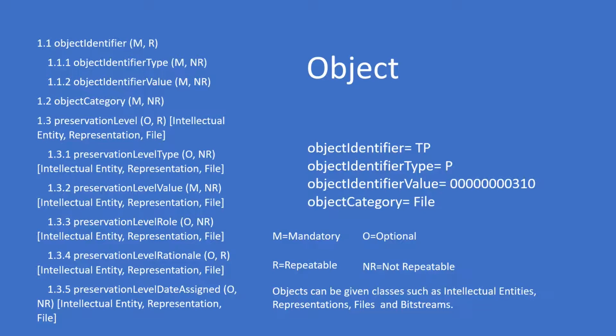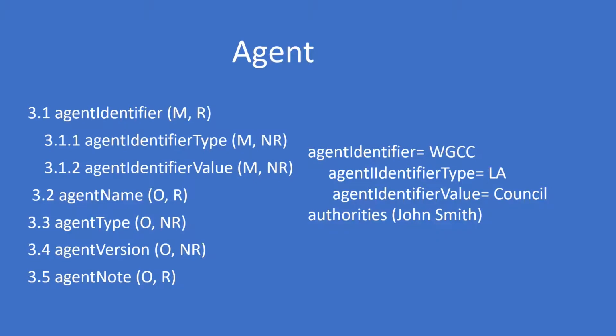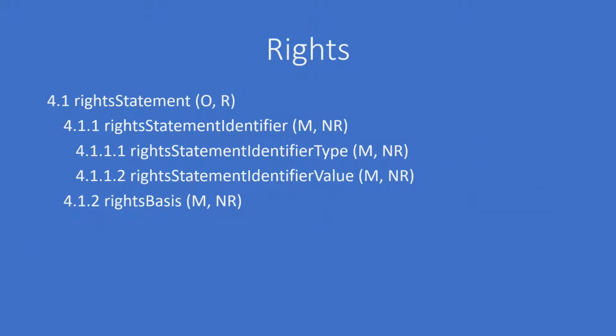And that's a rather crude example of a file in a local authority office to do planning. The event is activities that occur to the object, and in this example I've included migration. Agents are people that make changes to the object. In this example it's the local authority. And rights concern information linked to copyright.